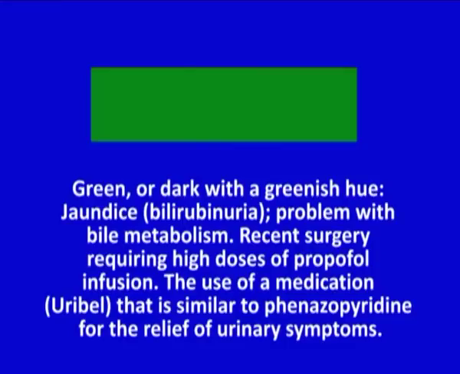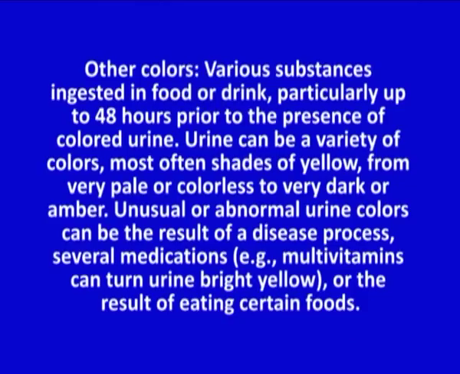Green or dark with a greenish hue is an indication of jaundice or bilirubinuria, a problem with bile metabolism, recent surgery requiring high doses of propofol infusion, or use of a medication, Uribel, that is similar to phenazopyridine, for the relief of urinary symptoms. Other colors: various substances ingested in food or drink, particularly up to 48 hours prior to the presence of colored urine.